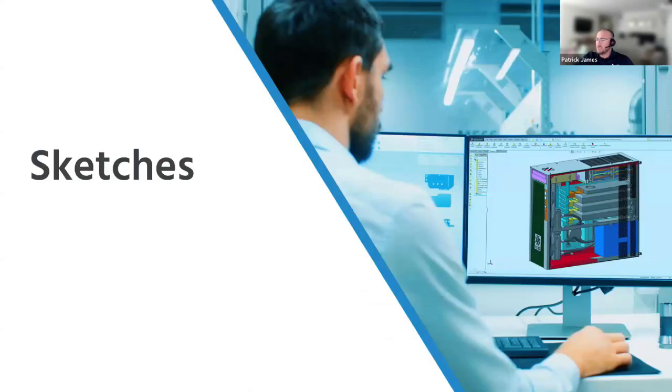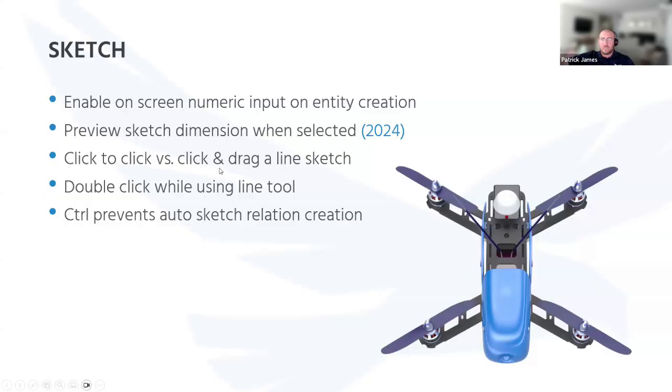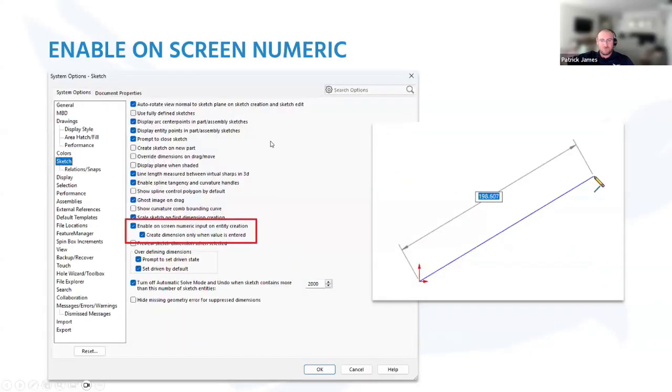All right, moving on to sketches, and I'll actually get into the software a little bit from time to time to show off a few things. But yeah, some of the things on here, some features I don't use, some that I just found out about making this presentation. So I'll show a few of them and go back to the agenda just so I don't skip over anything. But yeah, this first one, the enable on-screen numeric.